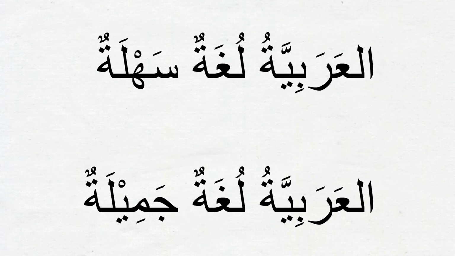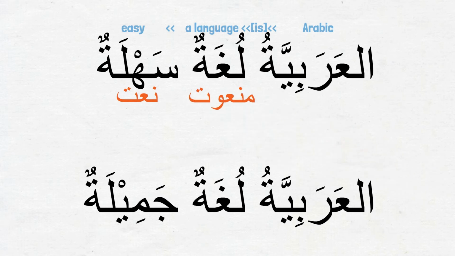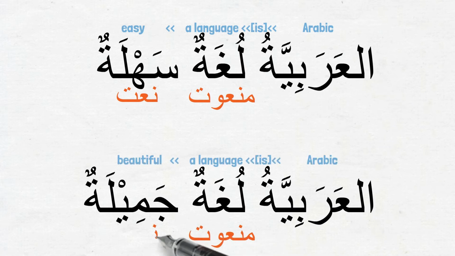Al-Arabiyyatu lughatun sahlatun. Arabic is an easy language. Sahlatun is easy, and it is the na'at coming in mu'annath gender. And the reason for that, as you may have guessed, is because the man'ut lughatun is mu'annath. The next sentence is also similar in structure. Al-Arabiyyatu lughatun jamilatun. Arabic is a beautiful language. لغة جميلة here is the man'ut and na'at combination.